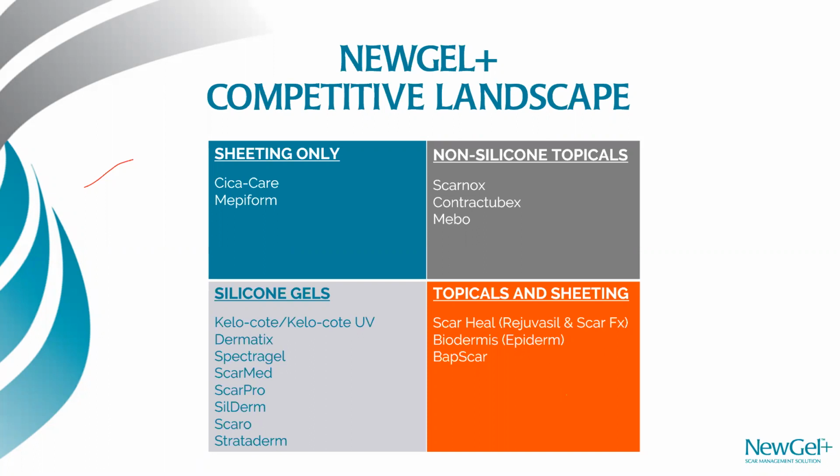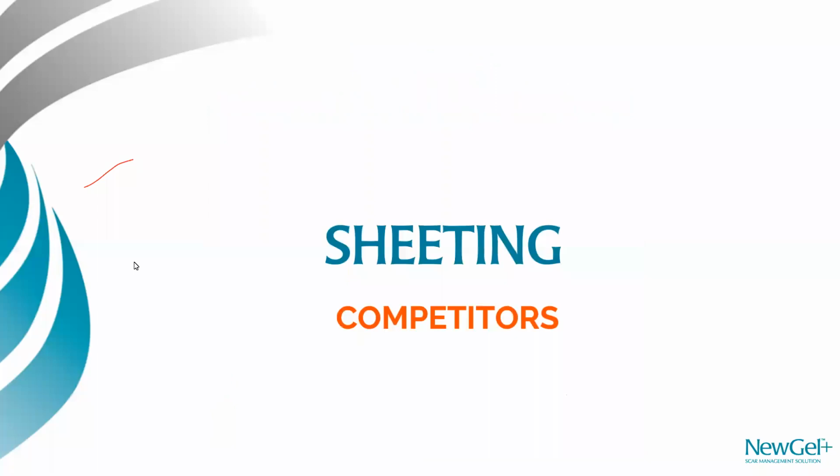And in the case of BAP Scar, they even have a UV product. But again, we have to look at each product by product, and evaluate how it is different from what NewGel is, and whether what we have at NewGel is better or how it's different, so that you have a good selling message when you go out into the field.